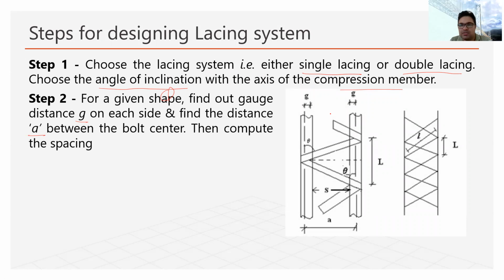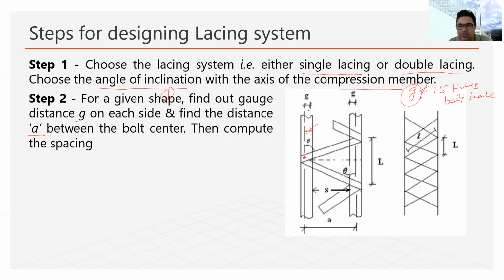Here you can see this is the g value, and g value is basically the distance between the bolt. So for example, if I'm providing bolt here, so center of the bolt hole to the edge of this member, this value is the gauge length. So gauge length, I hope you remember, should not be less than 1.5 times of bolt hole. So this is how we find out the g value.